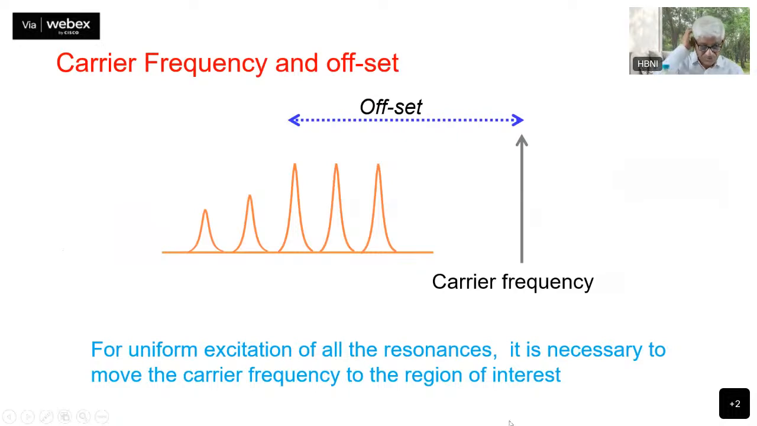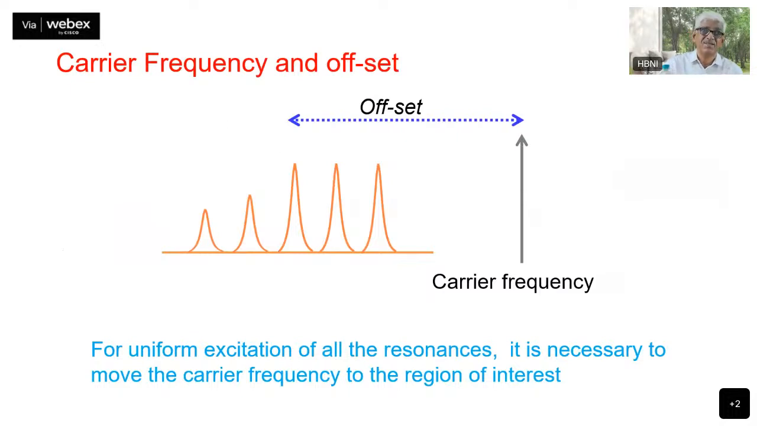Okay, now, as I said, the carrier frequency is what your RF is. Now, let us say you are at 500 megahertz somewhere here, but your actual signals are, let us say, about 40 kilohertz away from there. You cannot excite 40 kilohertz away by applying a pulse at this point. This is too far away. Your efficiency of excitation will be very low. So therefore, what you need to do is shift this carrier frequency to the region of your interest.